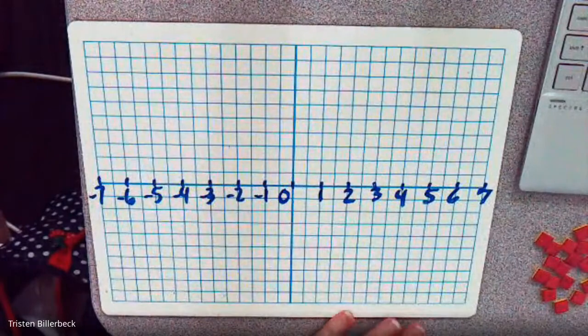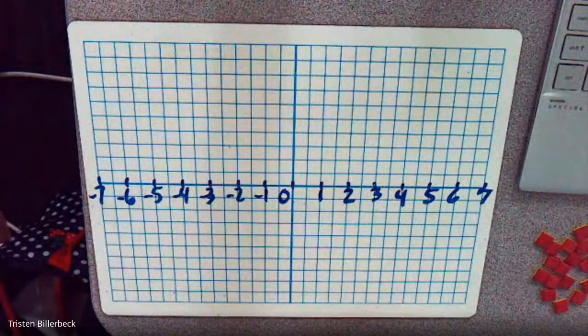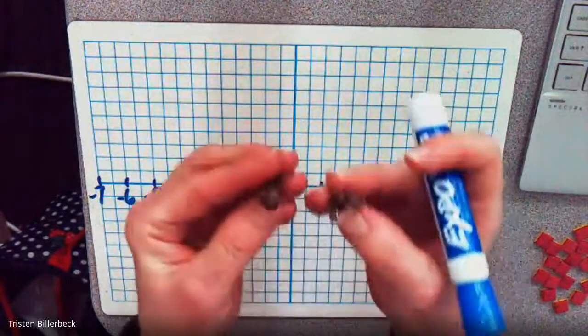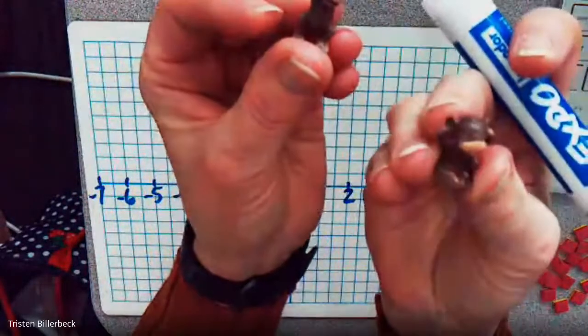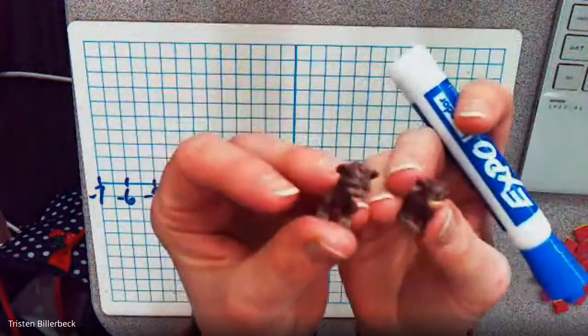answer. All right, now we're going to do the integer walk, but we are going to use my monkeys. One doesn't want to see, and one doesn't want to hear. So these are the two monkeys, okay?